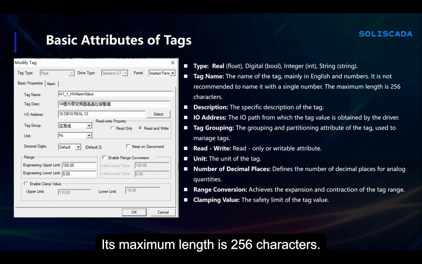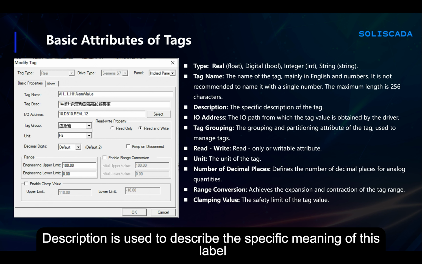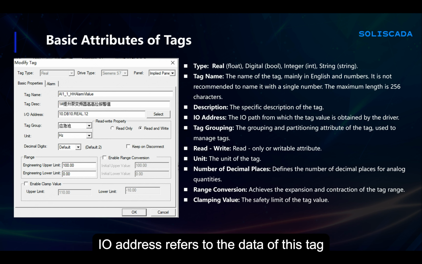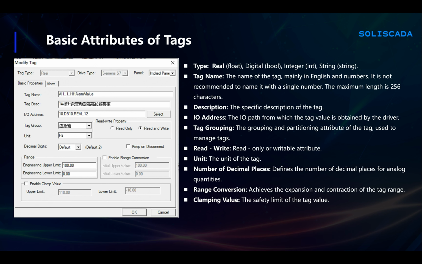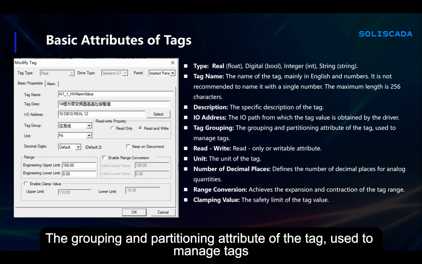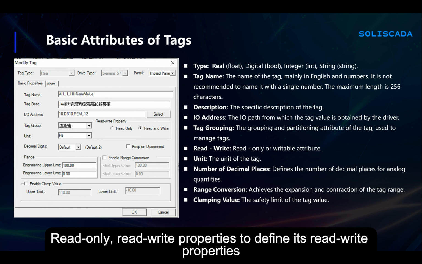Its maximum length is 256 characters. Description is used to describe the specific meaning of this label. I/O address refers to which communication protocol or device or driver the data of this tag comes from. It is a communication path. Grouping is the partitioning attribute of the tag used to manage tags. Read-only and read-write properties define its read-write properties.